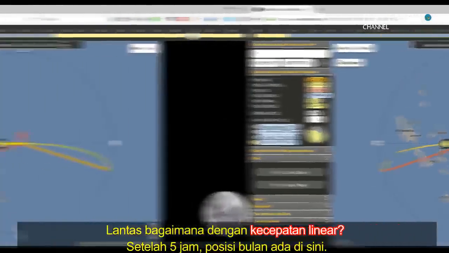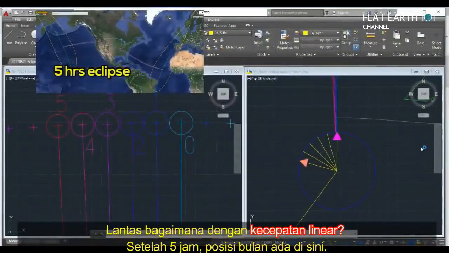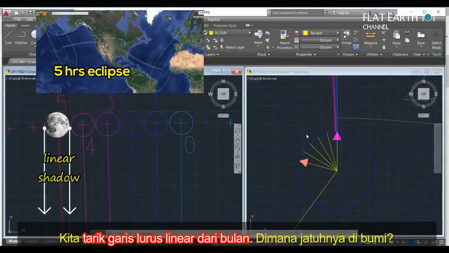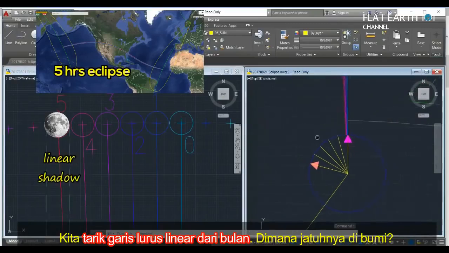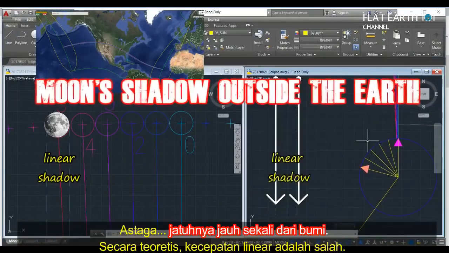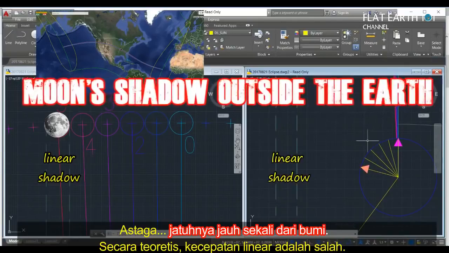What about the linear speed? After 5 hours, the moon's position is over here. We draw straight linear lines from the moon. Where do the lines fall on Earth? Man, it's far outside the Earth. Theoretically, linear speed is wrong.